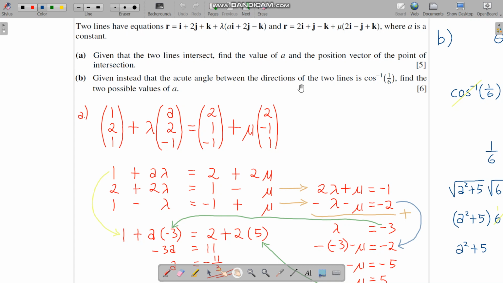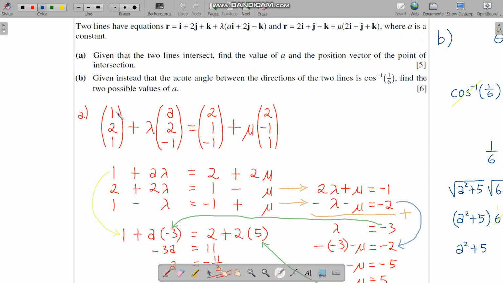Everyone, this video is about vectors, past paper 3 questions. For example, number 1: two lines with equations r equals this, r equals that, in alpha and mu, where a is a constant. Given that the two lines intersect, find a.